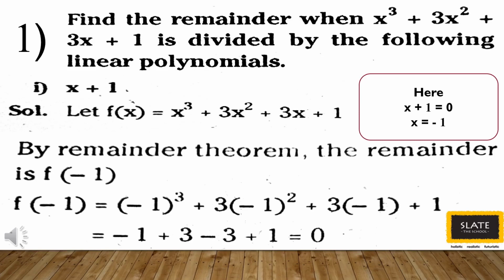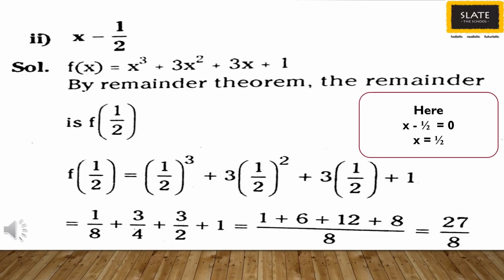Minus 1 whole cube plus 3 into minus 1 whole square plus 3 into minus 1 plus 1. Minus 1 whole cube is minus 1 plus 3 into minus 1 whole square is positive 1. 3 into 1 becomes 3. Plus 3 into minus 1 is minus 3 plus 1. Minus 1 plus 1 is 0. 3 minus 3 is 0. Finally, we are getting f of minus 1 as 0. Therefore, when f of x is divided by x plus 1, the remainder is 0.